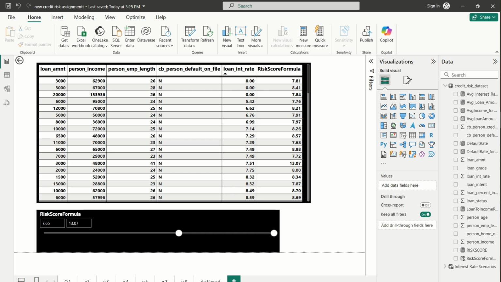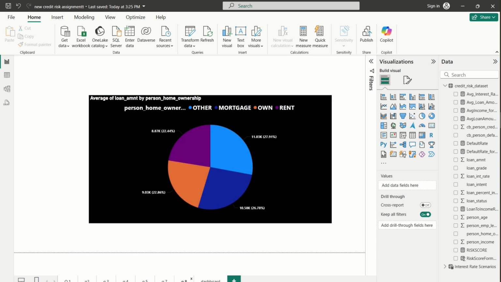Now moving to question 8. Here RLS, which is row level security in Power BI, is a powerful feature that allows us to control data access at the row level, ensuring that users only see data relevant to their role.